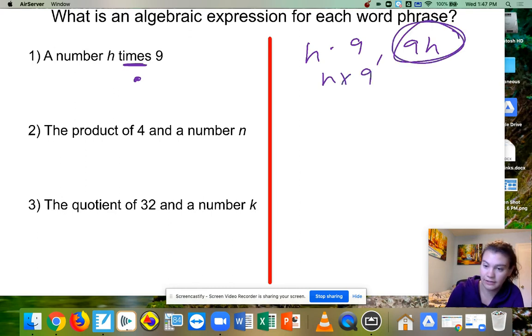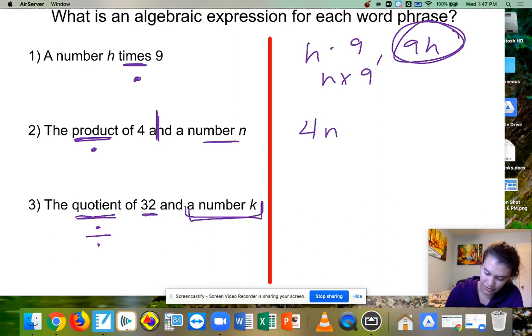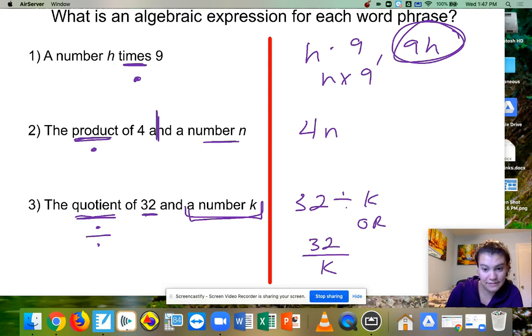I will probably end up writing 9h most of the time. The next one says the product of 4 and a number. So look back again. Product means multiplication. So it's saying 4 and something. This is where you're going to break this up. So you want 4 and your number n. So 4n. Quotient means division. So 32, and then this is the second part, is k. So 32 divided by k, or you can write it as 32 over k. Either one is fine. I'll probably do this one most of the time.